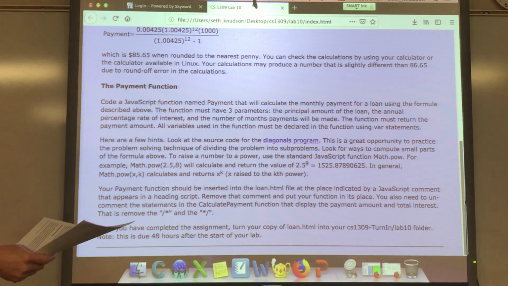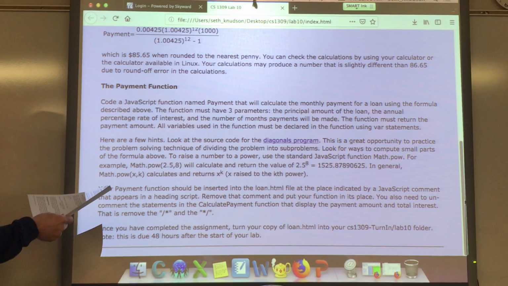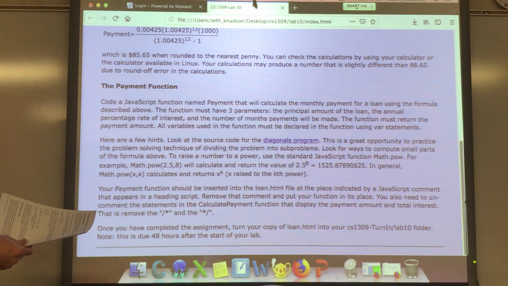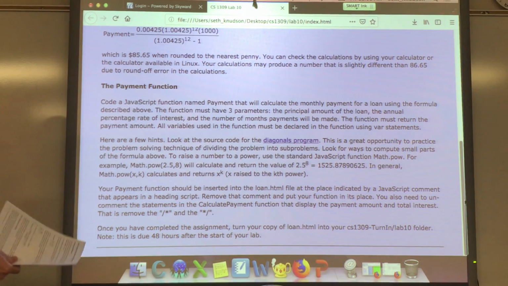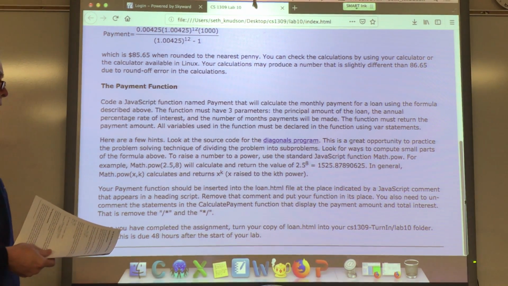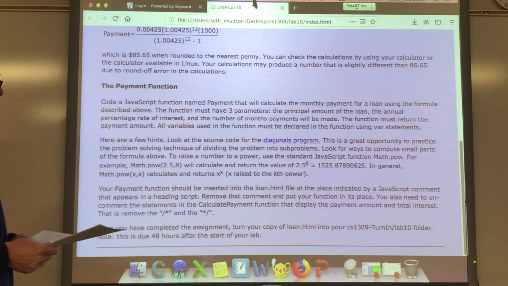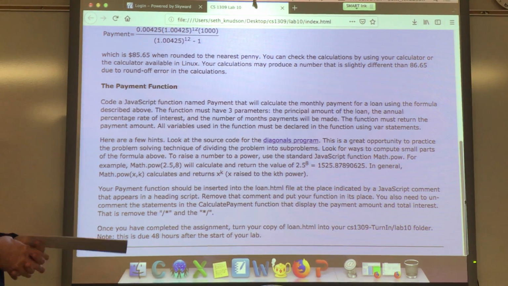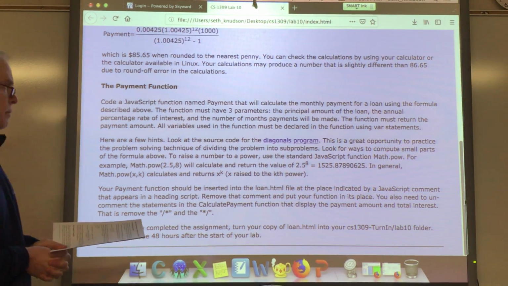The principal amount of the loan, the annual percentage rate of interest, and the number of months payments will be made. Because all 3 of those are required for the calculation. Okay, the function must return the payment amount. All variables used in the function must be declared in the function using var statements.